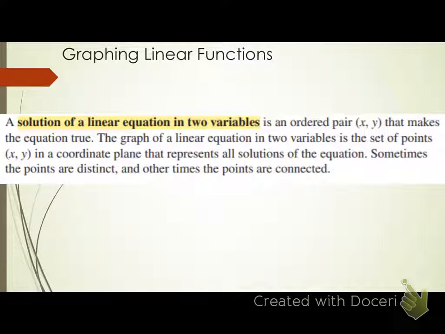Sometimes the points are distinct, and other times the points are connected. We talked about this a few days ago when we did our domain and range. You remember when we had those curves, and we had to use an inequality to represent the domain and range because there were so many numbers on that curve that I couldn't just list them all, correct? But when the points were disconnected, distinct points, I could just list the x and y values, correct? Okay, we have two words for that.